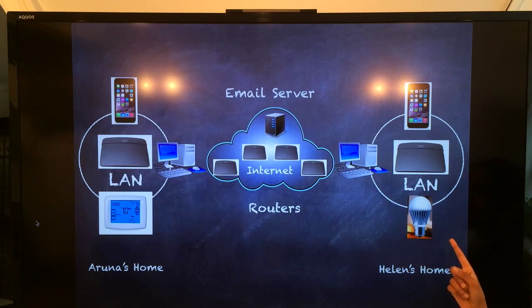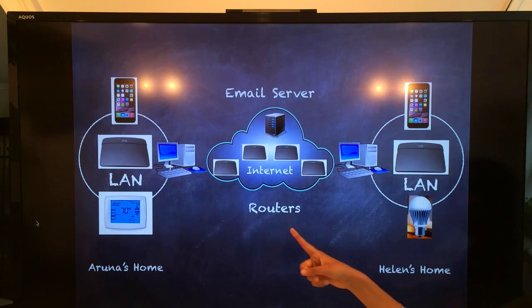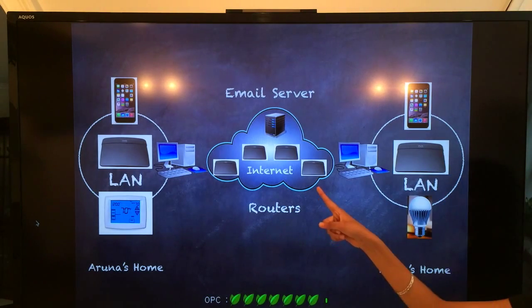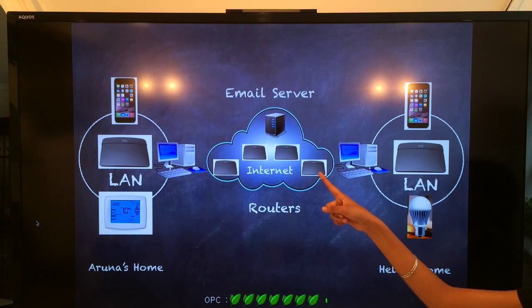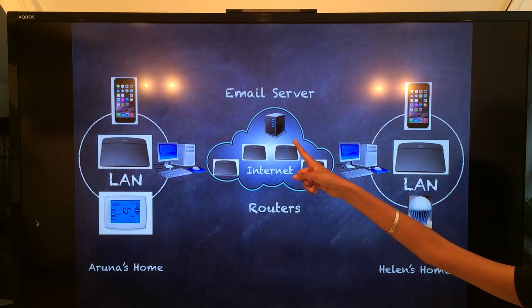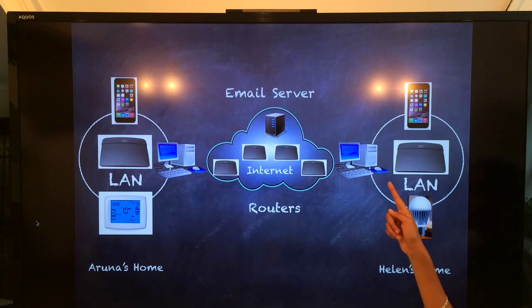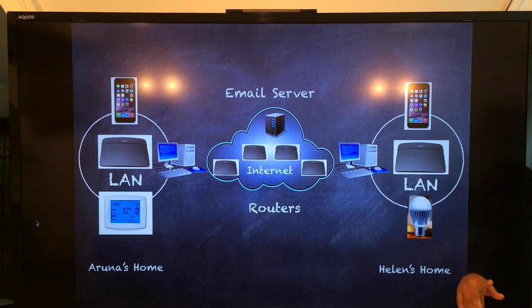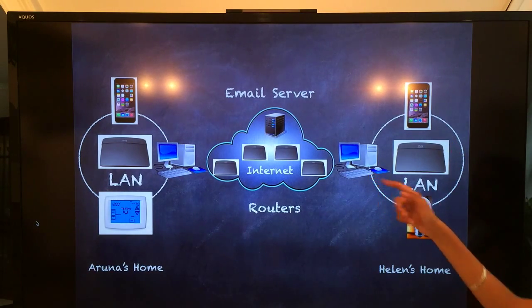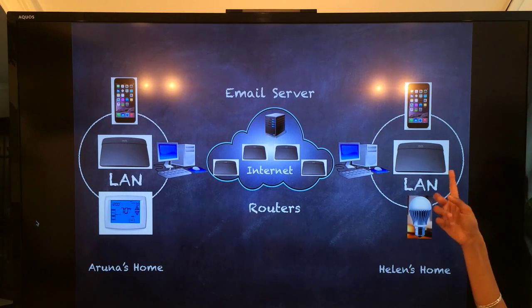And similar to my house, Helen has her own devices on the network. So from my desktop computer, the email will travel through these routers, and when Helen wants to see my email, the email will be stored in the email server, and through another set of routers, the email will be transmitted to Helen's desktop computer. And as you can see, Helen has a few other internet-connected devices in her home, such as an iPhone, her desktop computer, and also this cool internet-connected light bulb, along with her own router.